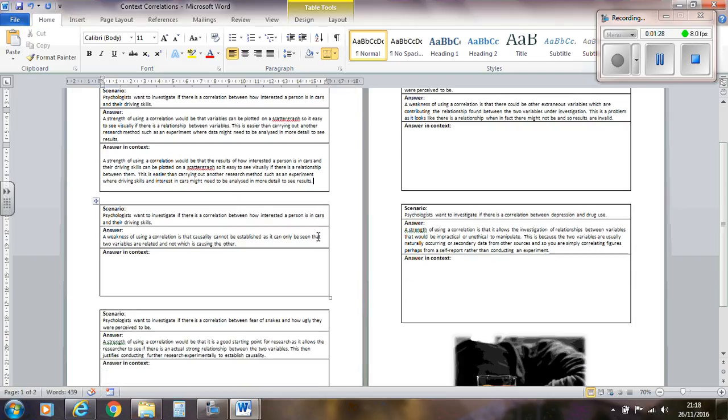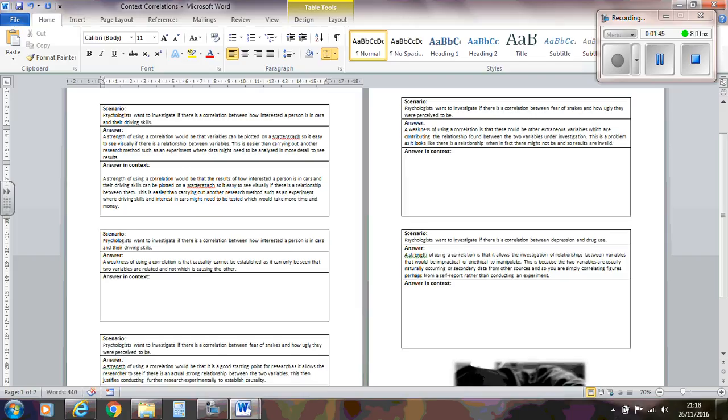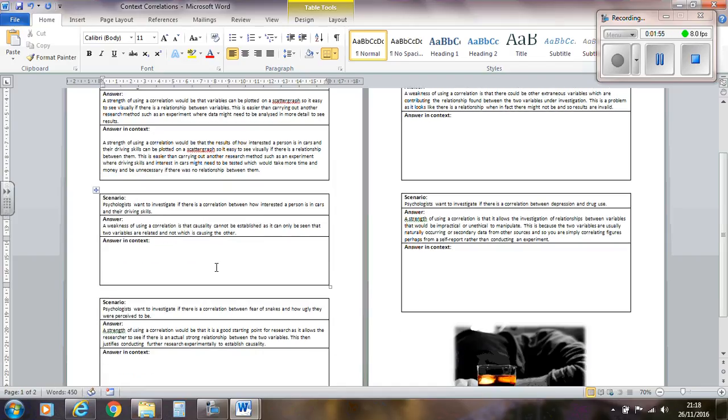That's actually a really rubbish point. Yeah, that would actually be changing. This is easier to carry out than other research. Another research method, an experiment, would need to be tested, which would take more time and money and be unnecessary if there was no relationship between them. That's better. That actually is in context. Okay, next one.